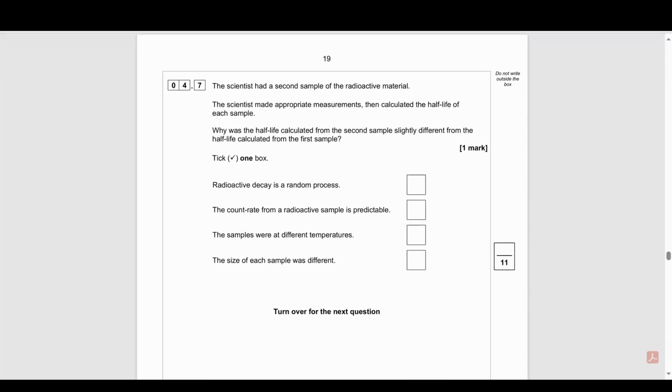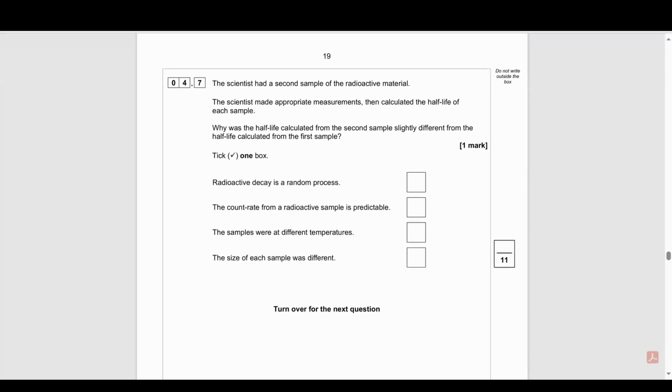4.7. The scientists had a second sample of the radioactive material. The scientists made appropriate measurements, then calculated the half-life of each sample. Why was the half-life calculated from the second sample slightly different from the half-life calculated from the first sample? Tick one box. Well, the numbers are different. What would cause the numbers to be different? Radioactive decay is a random process. That is absolutely a true statement. So let's check our others first.